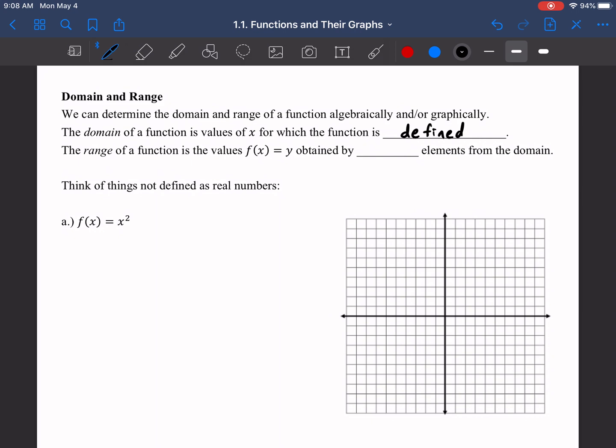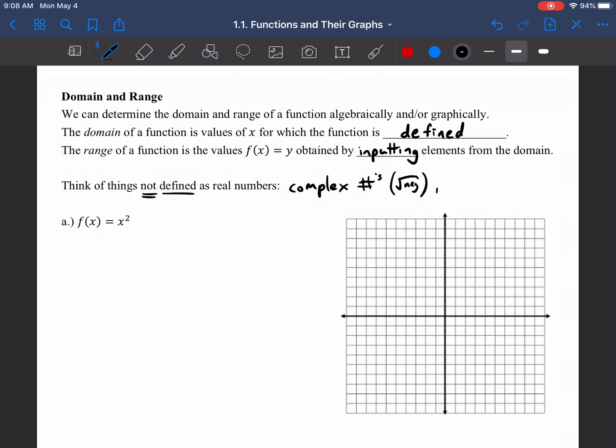The range of a function is the values f of x equals y, obtained by inputting elements from the domain. All right, so you input values, you get things out. So things you have to worry about that are not defined as real numbers, first off, are complex numbers. That's going to be square roots of negative numbers. So complex numbers, that's a square root of a negative number.